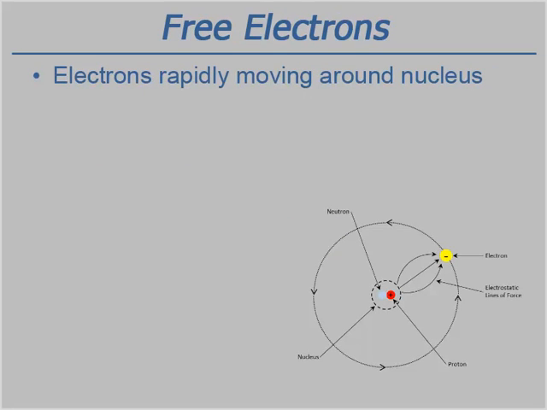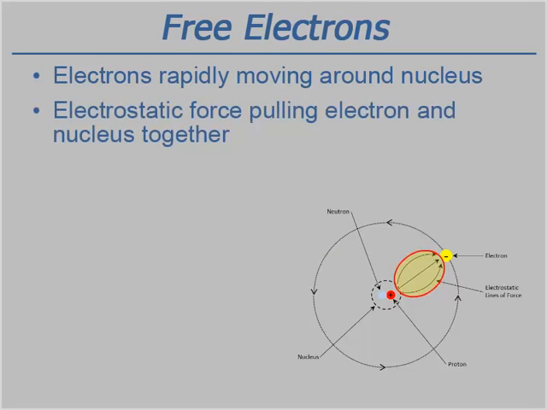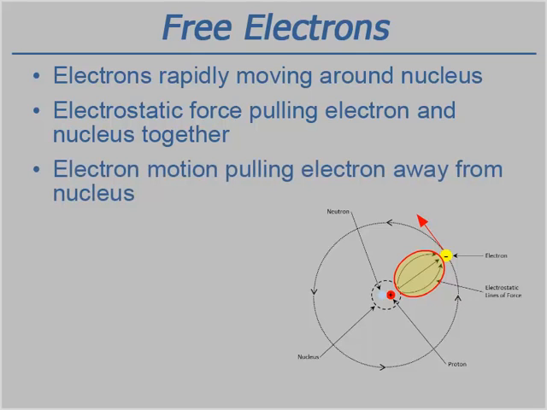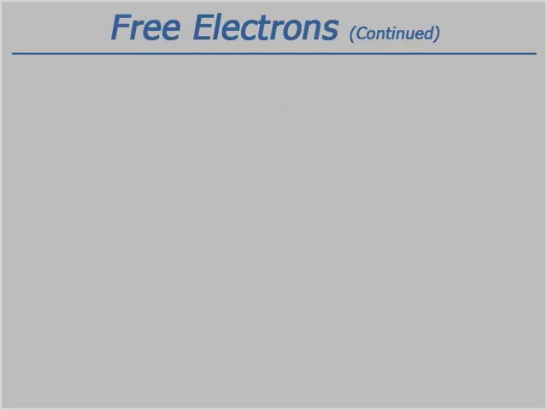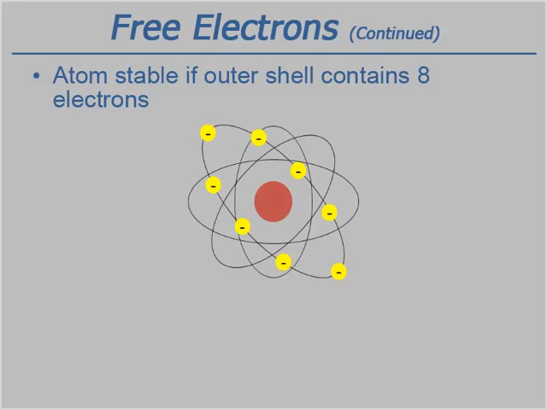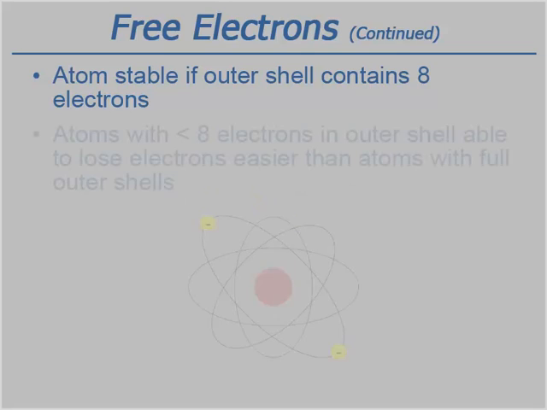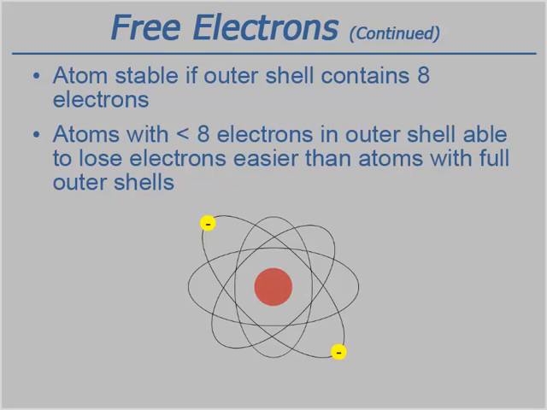Electrons are in rapid motion around the nucleus. While the electrostatic force is trying to pull the nucleus and the electron together, the electron is in motion and trying to pull away. These two effects balance, keeping the electron in orbit. Recall from chemistry that when the outer shell of an atom contains 8 electrons, the atom becomes very stable. This also means that atoms with 1 or 2 electrons in their outer shell can lose electrons much easier than atoms with full outer shells.